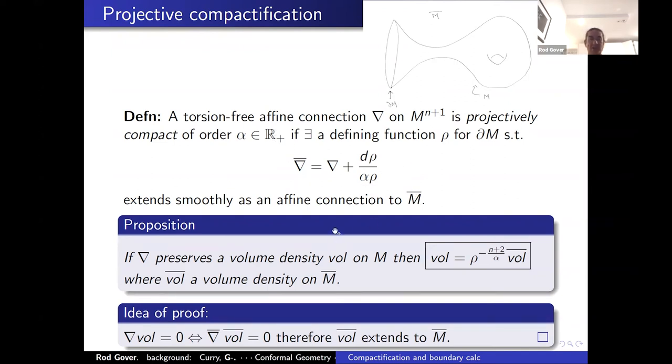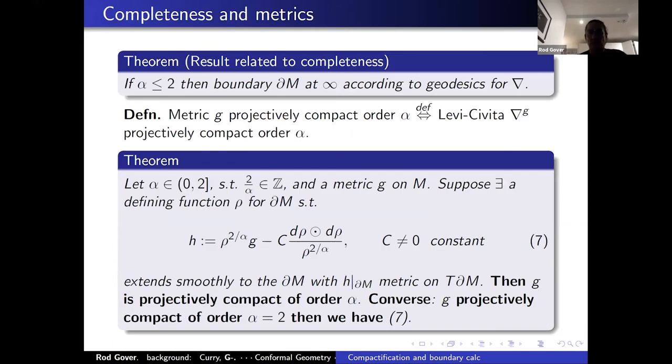And what's it got to do with things? Well, this tells you about the rate of volume growth. I won't go into the proof of that, although it's very easy. Basically, if you take a volume form that goes to the boundary and then this type of projective transformation, you get a different volume form, the one preserved by nabla. This is how they differ. So this alpha is telling you how fast the volume is growing for the original connection that you're compactifying as you go to the boundary.